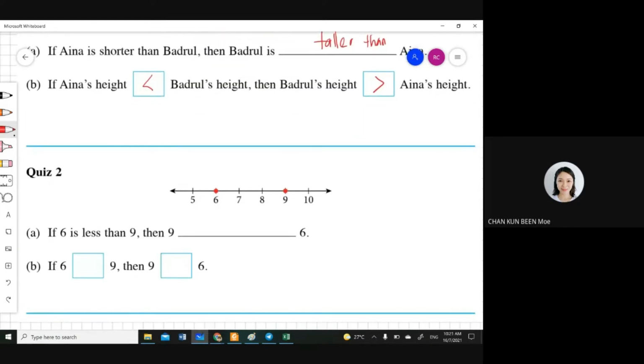Now we move on to the second quiz, also using the number line. You see the red dot is pointing at 6 and also 9. 6 is less than 9, correct, because it's on the left. Then 9 is greater than 6. So for the inequality sign, 6 is less than 9, so we use the less than symbol. Then 9 is greater than 6, so the greater than symbol. Very good.